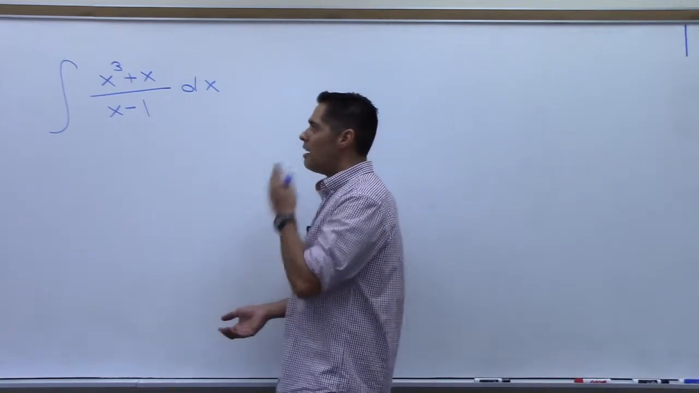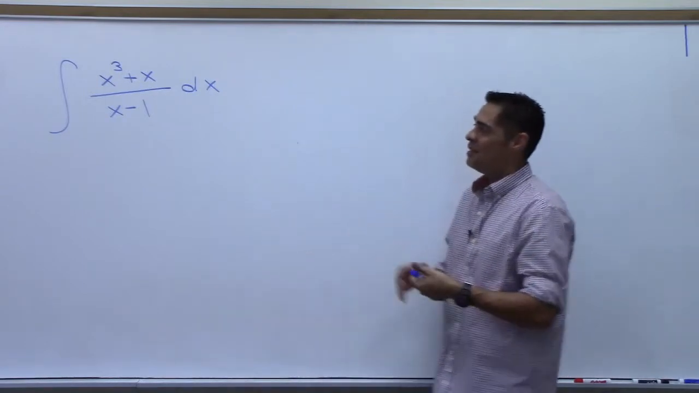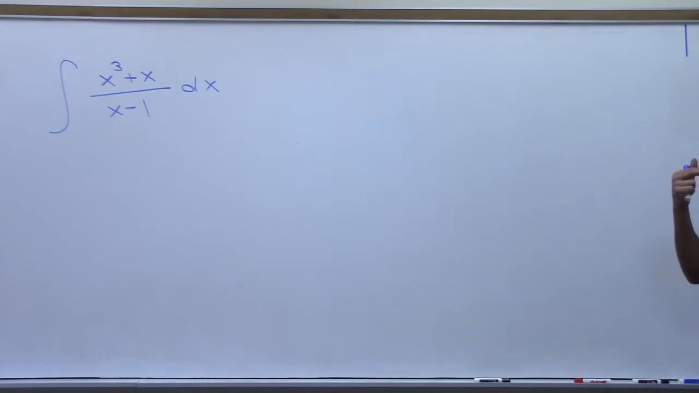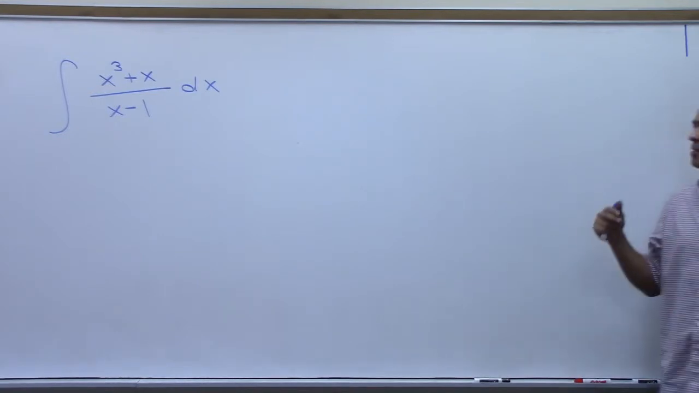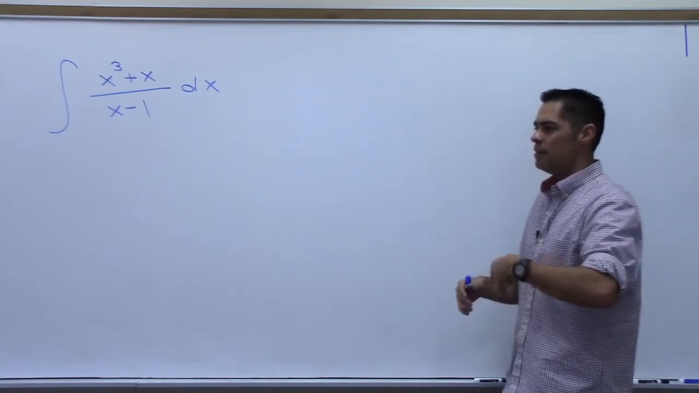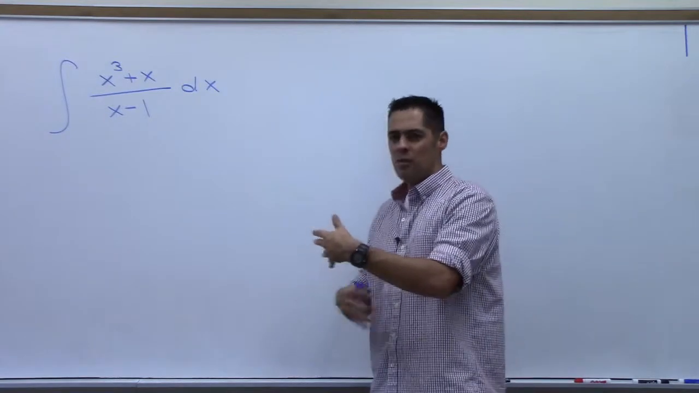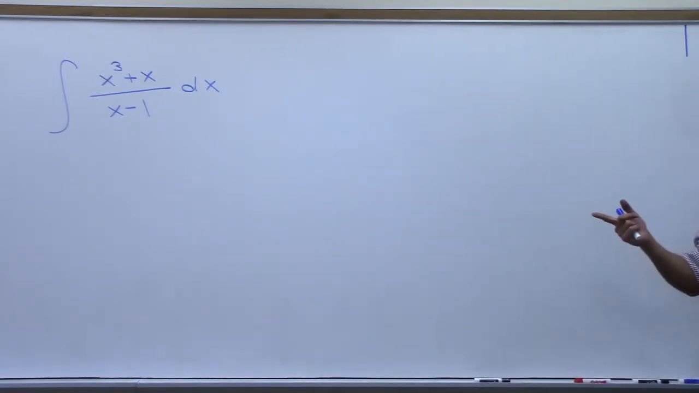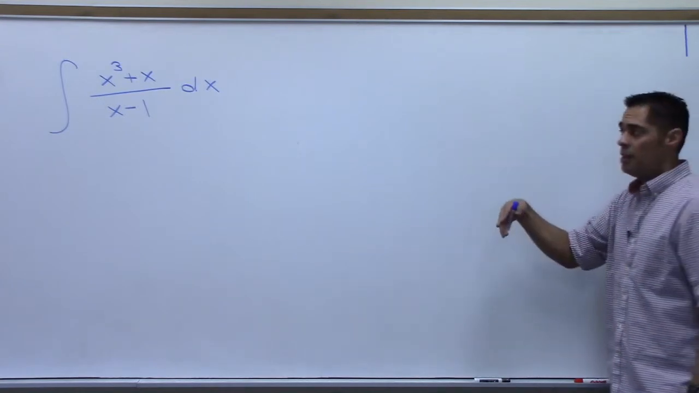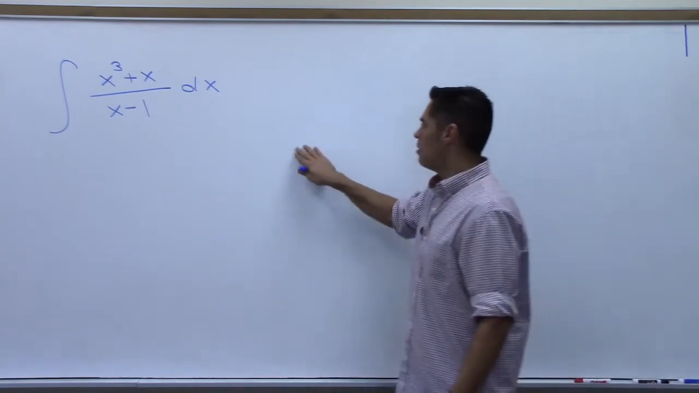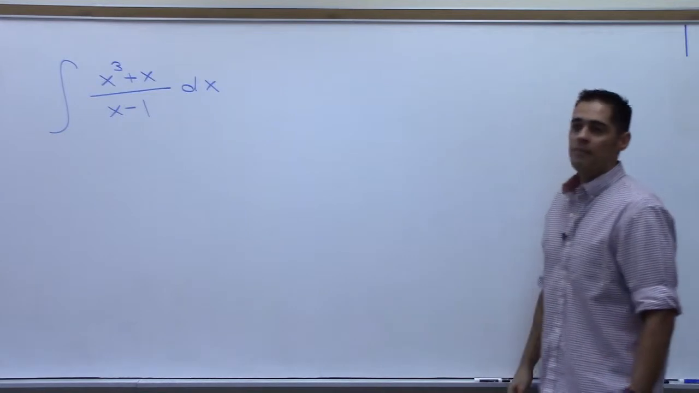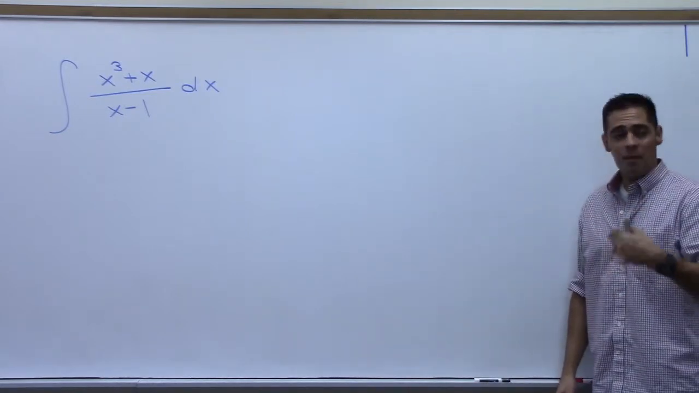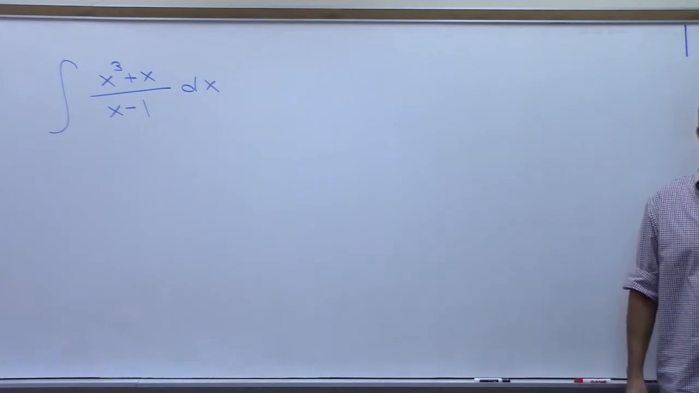And it doesn't look like any of the preliminary ones, right? The preliminary ones are like constant over linear, linear over irreducible quadratic. I don't see that. But it is a rational function, polynomial divided by polynomial. The degree of the numerator is bigger than the degree of the denominator, right? Since the degree of the numerator is bigger than the denominator, we must start with long division.